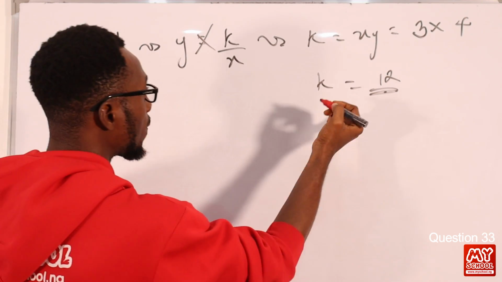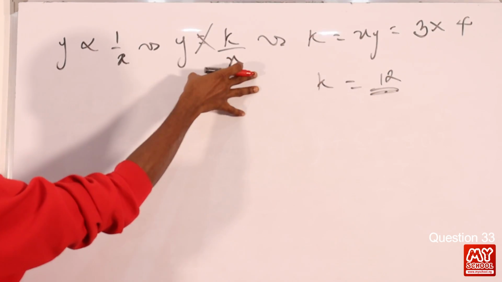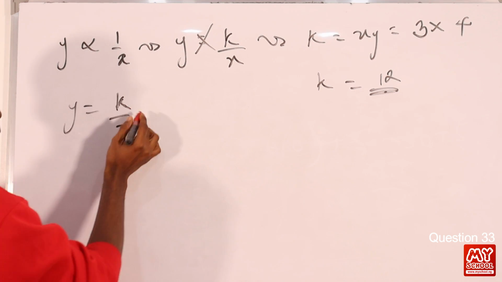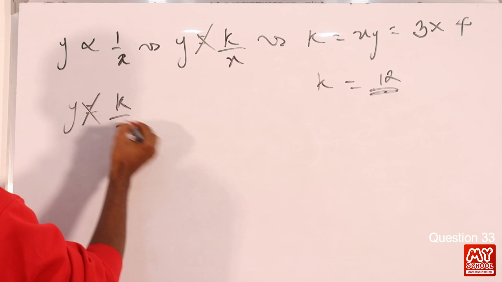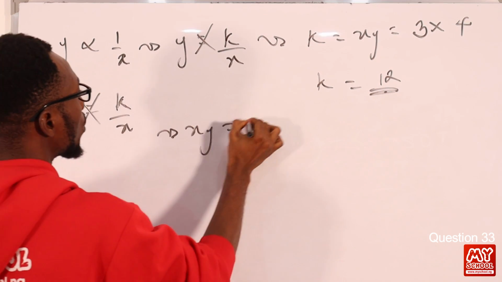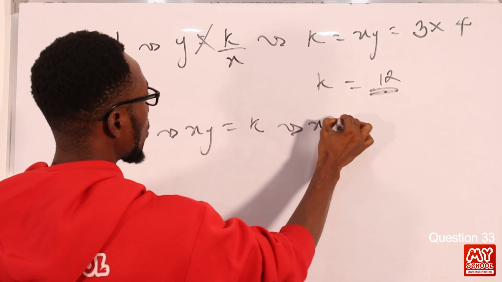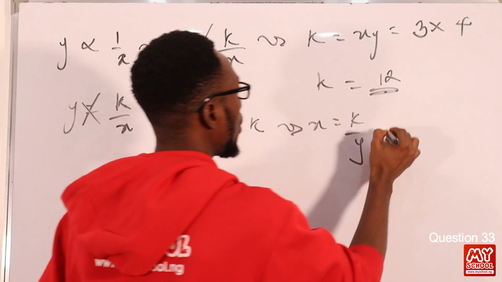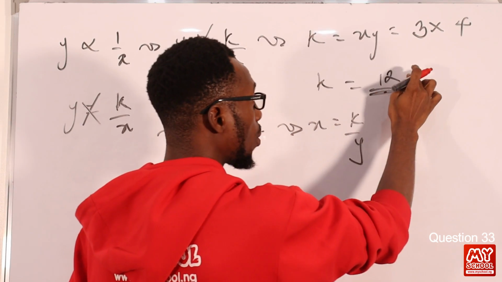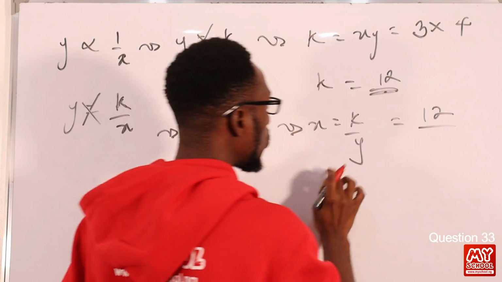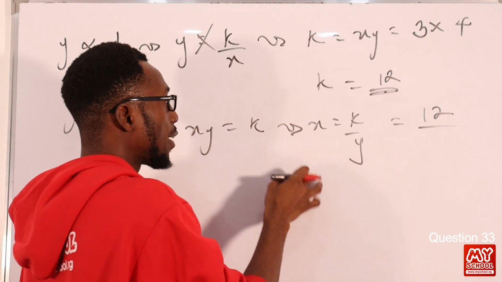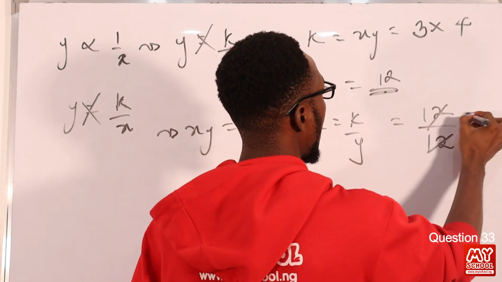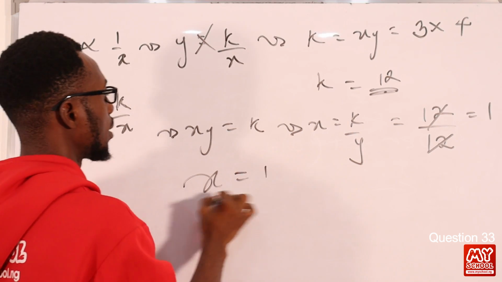So we are asked to now find the value of x when y equals 12. This is a normal mathematical expression. We're asked to make x the subject of the formula. So basically I have xy equals k, which means that x equals k over y, in inverse relationship. We have already gotten our k as 12. Our y is now 12. We're asked to find the value of x when y is 12. So 12 divided by 12, I have 1. So the value of x is actually 1.